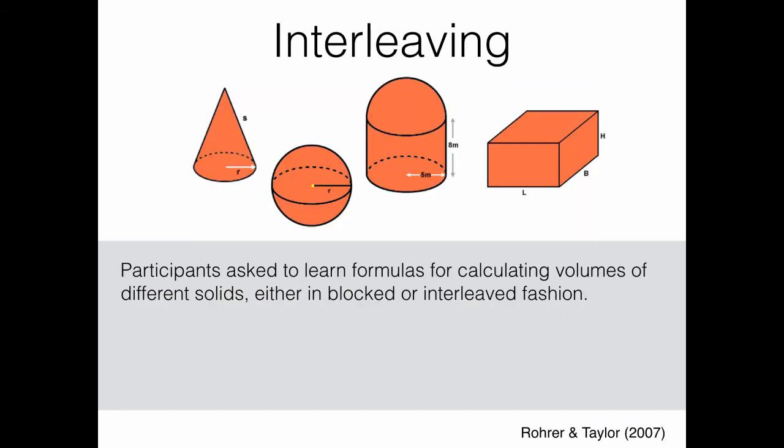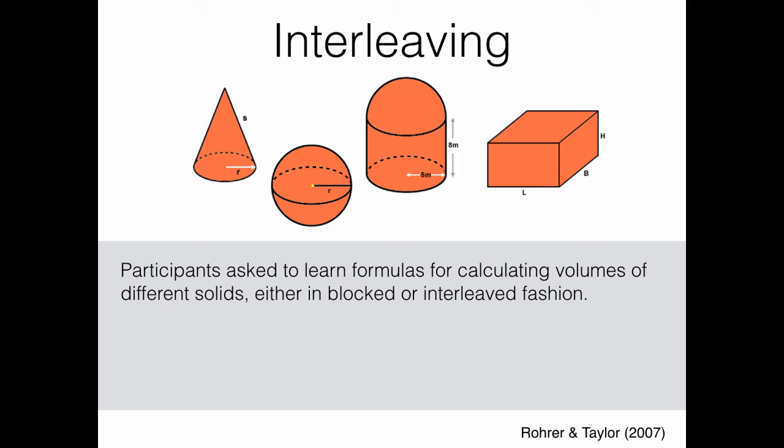In this study, participants were asked to learn formulas for calculating volumes of geometric shapes. There were 4 different solids to learn about, and participants were given one tutorial for each solid, so a total of 4 tutorials. For each tutorial, there were 4 problems to be solved. Participants were broken up into 2 groups. One group was called the blockers. The blockers would be given one tutorial and then the 4 problems that went with it, then the next tutorial and the 4 problems that went with that one, and so on.